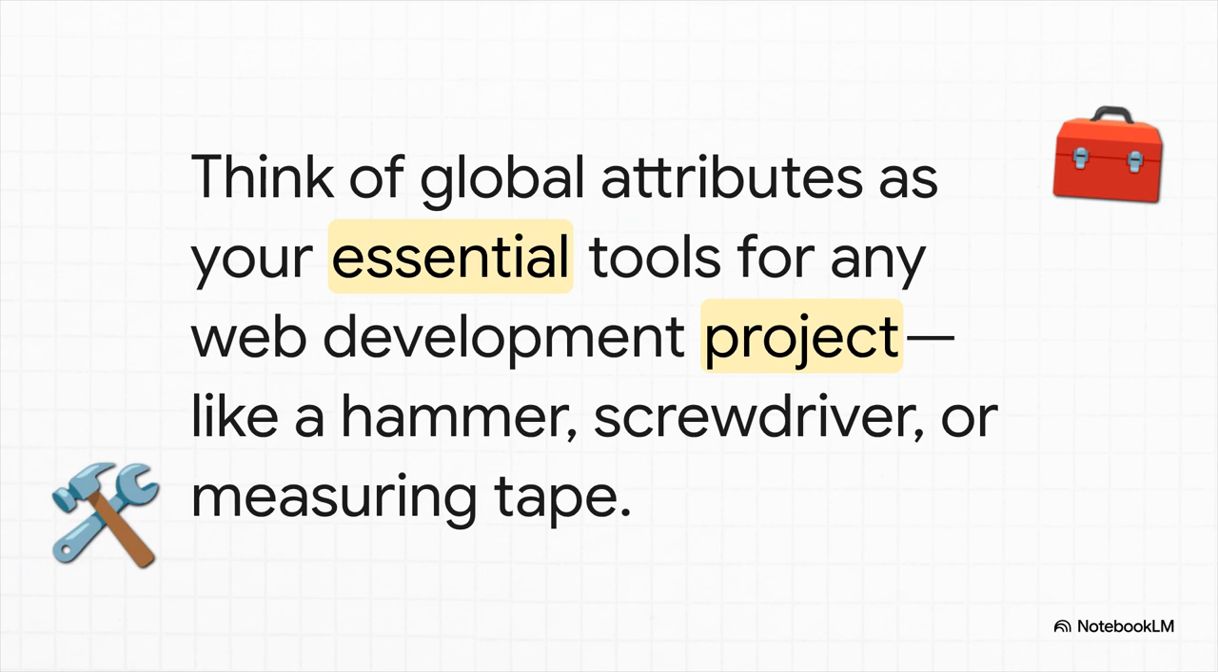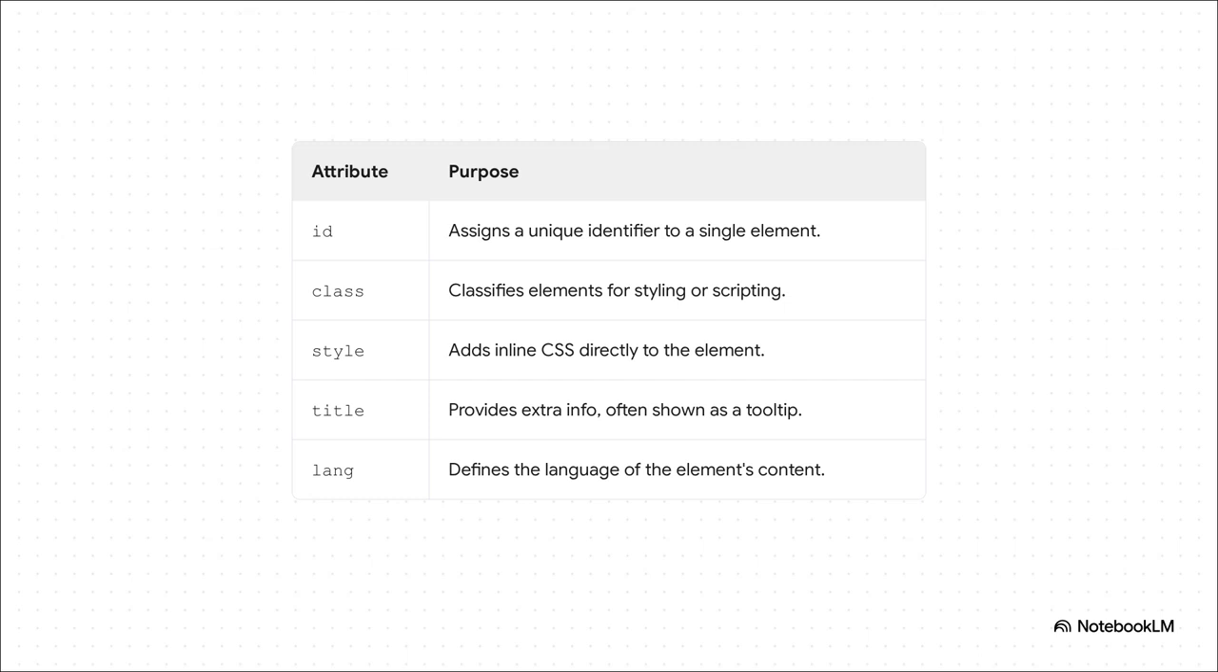Yeah, you can really think of them like the hammer, screwdriver, and measuring tape in your toolbox. They're the absolute essentials you'll find yourself reaching for on pretty much every single project you build. And out of all these tools, ID and class are the two you're going to use constantly. The big thing to remember is this. An ID has to be totally unique on a page, kind of like a fingerprint. There can only be one. A class, on the other hand, is for grouping. You can give the same class name to a whole bunch of elements to treat them all the same way.